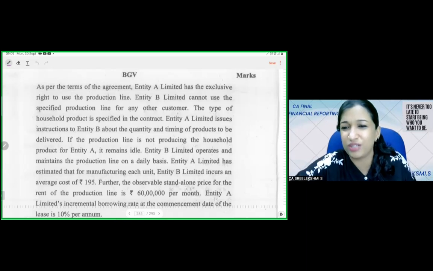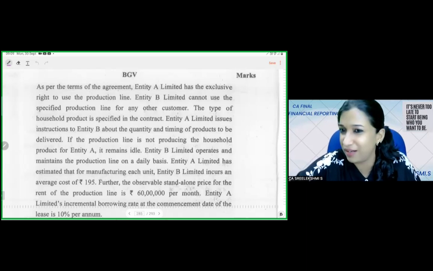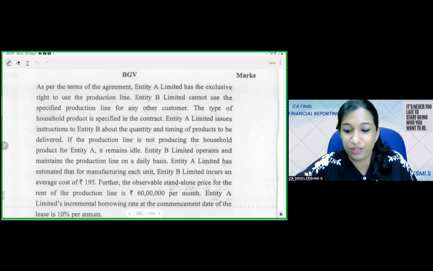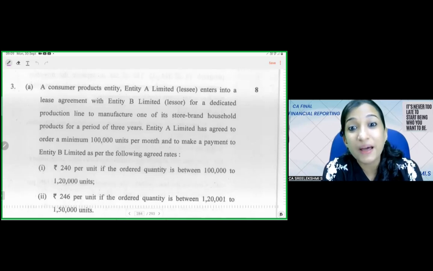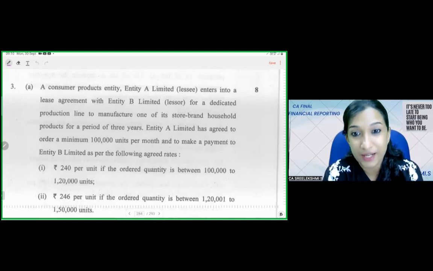What are they trying to tell you? What is given? They entered into a purchase contract. The first information that you need to write is that this is not a purchase contract, this is a lease contract. And we need to say this is a lease contract, and lessor and lessee information we should write.